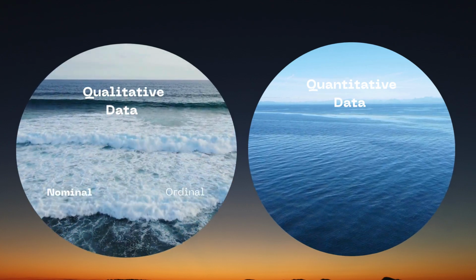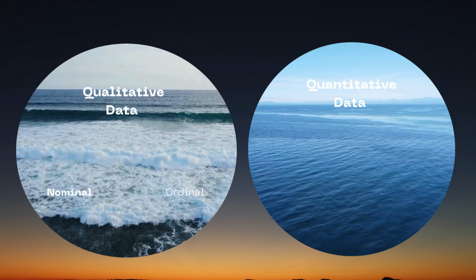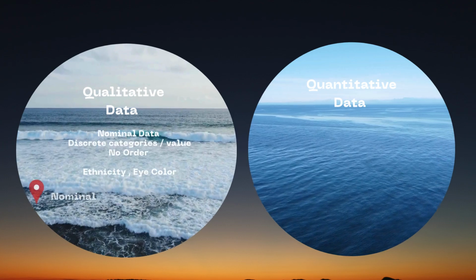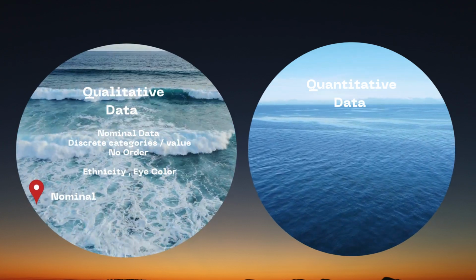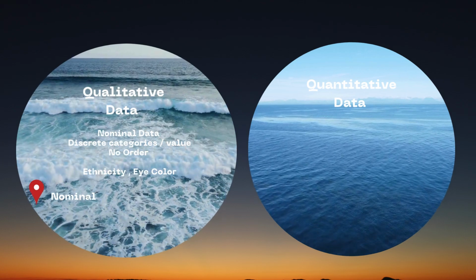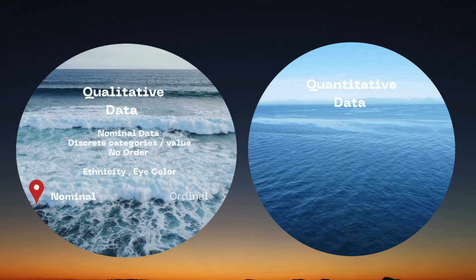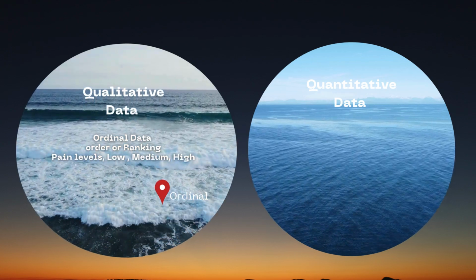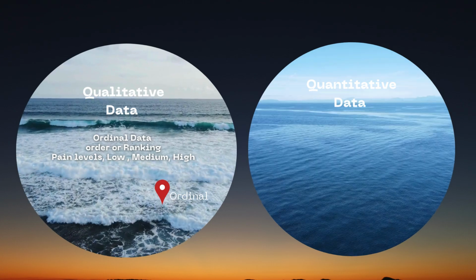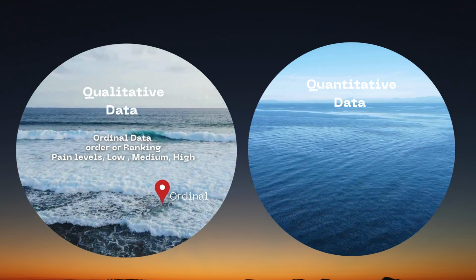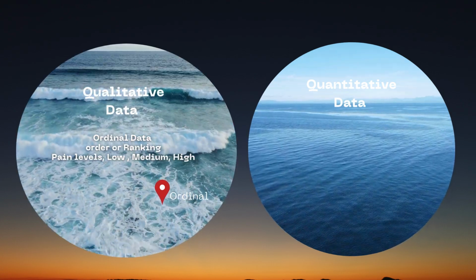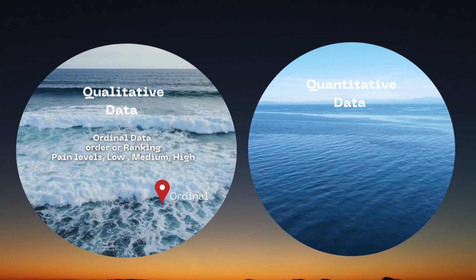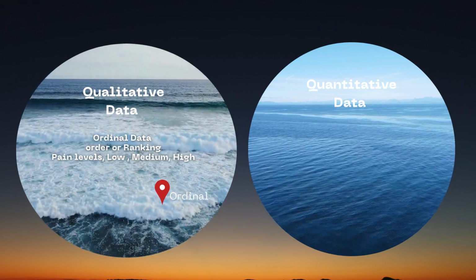Qualitative data is classified as either nominal or ordinal, depending on relationship between categories. Nominal data, like eye color and ethnicity, consists of discrete categories or values without any inherent order. In contrast, ordinal data have clear order or ranking between categories. For example, in describing pain intensity, low, medium, and high, you can appreciate order between categories. Patient describing pain as low have less pain compared with medium or high pain.